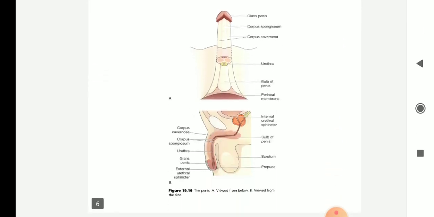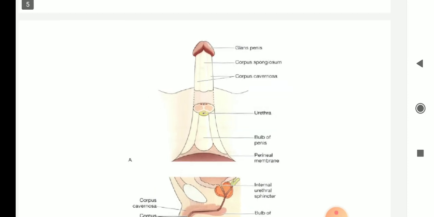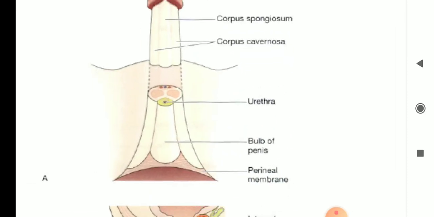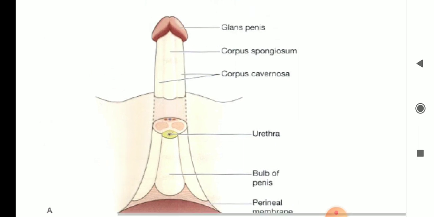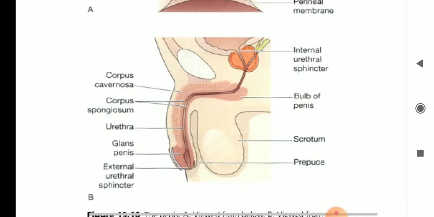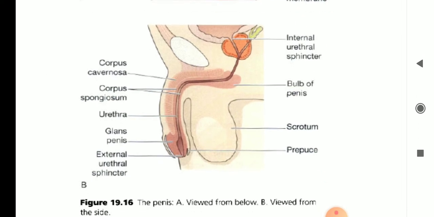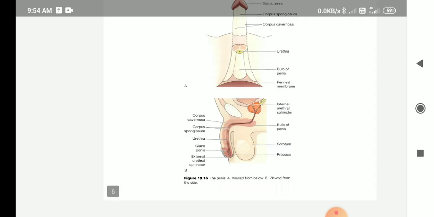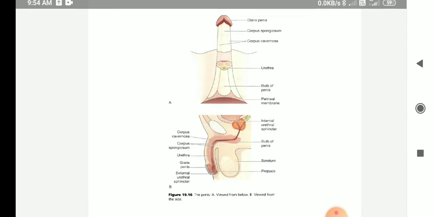This is the structure of the penis. Here you can see the perineal membrane, bulb of the penis, urethra, corpus cavernosum, corpus spongiosum and glans penis. This is the overall structure. There you can also see the foreskin, external urethral sphincter, the glans penis, everything. So just have a revision over this. The remaining we can see in the next class.